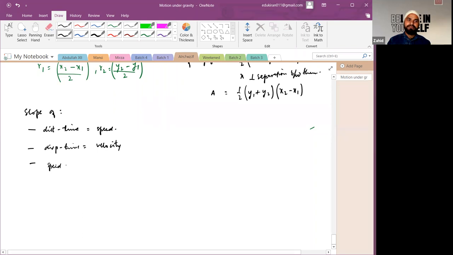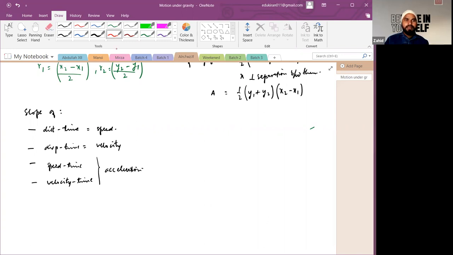The slope of speed-time and the slope of velocity-time both will define acceleration, which is again a vector quantity. So it may be positive, negative, or zero. So on the basis of slope, we may find these terms related to this chapter.